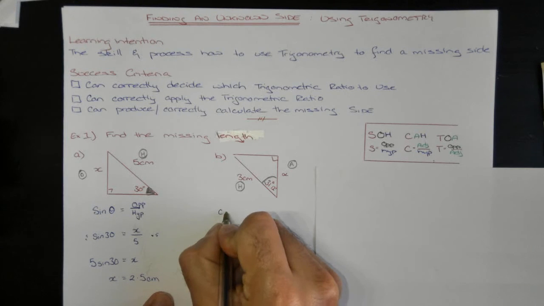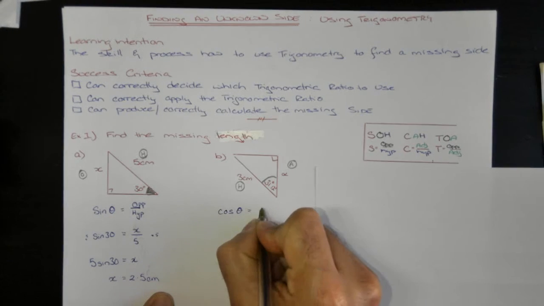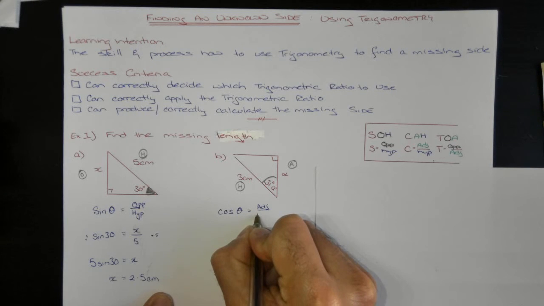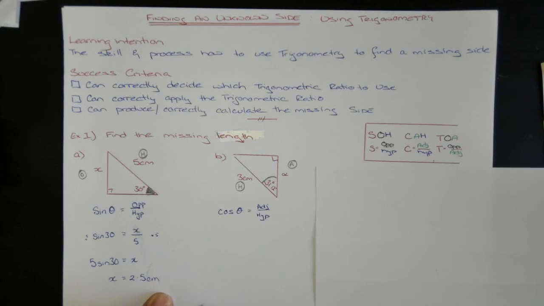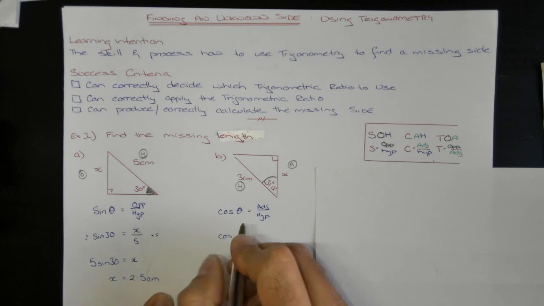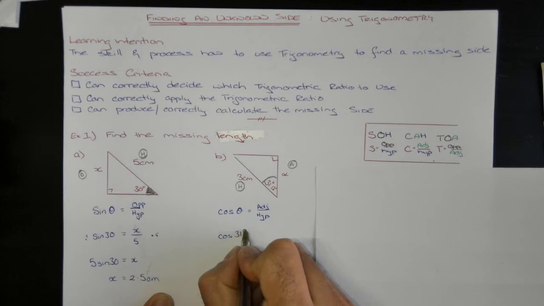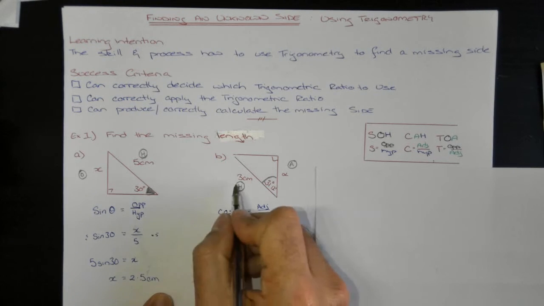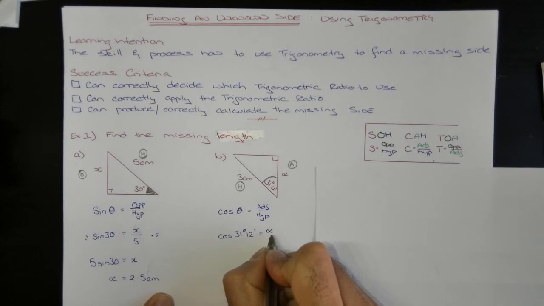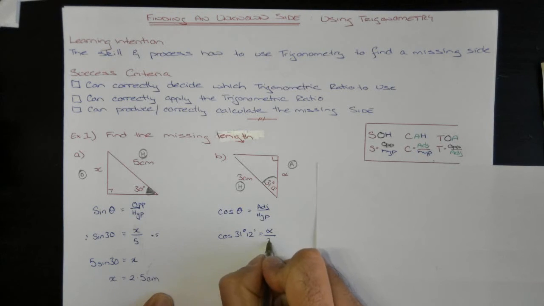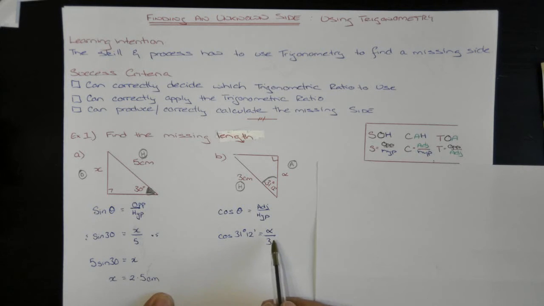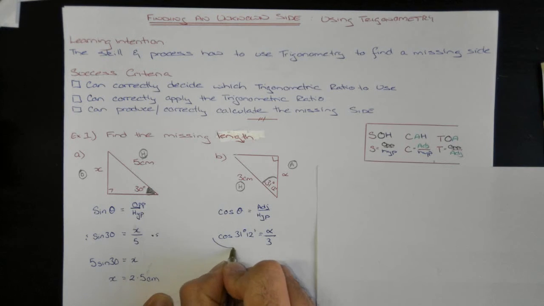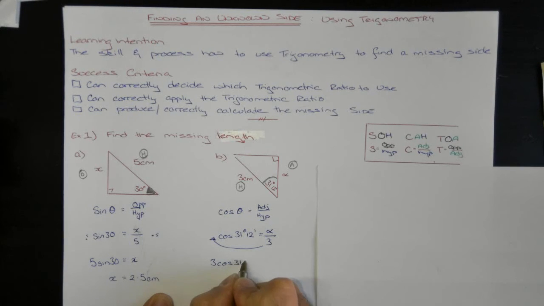So if I write cos theta equals the adjacent over the hypotenuse, that's the formula, and then I plug in what I know. My angle is 31 degrees, 12 minutes. My adjacent is alpha, and my hypotenuse is 3. Okay. To get rid of this fraction, I multiply both sides by 3, which means that this comes up here. So I get 3 cos 31 degrees and 12 minutes equals alpha.